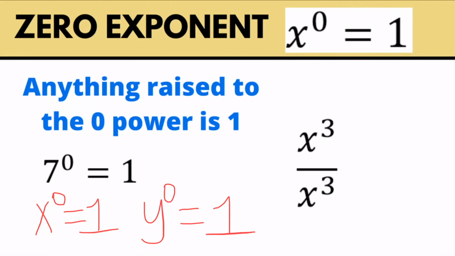So for example, the problem on the right is a division problem. I need to use the quotient rule, and if I use the quotient rule, I subtract the exponents, so I get x to the 0 power, which is 1.